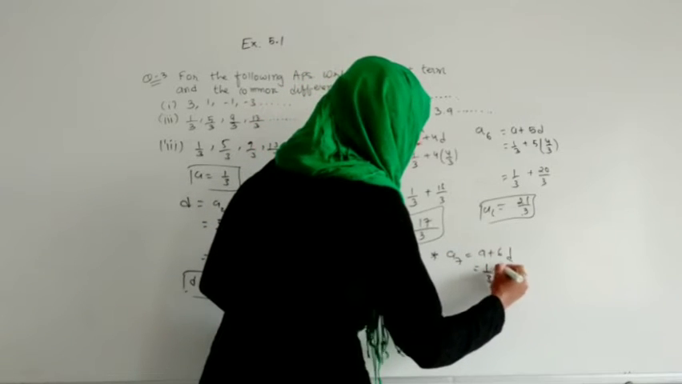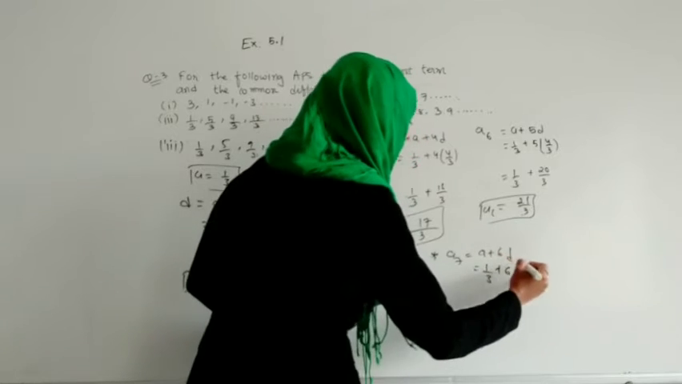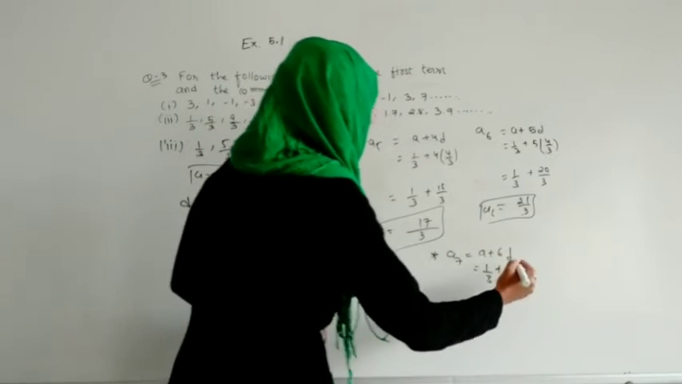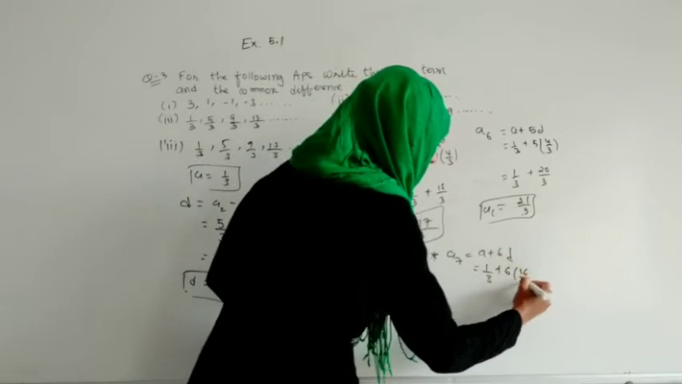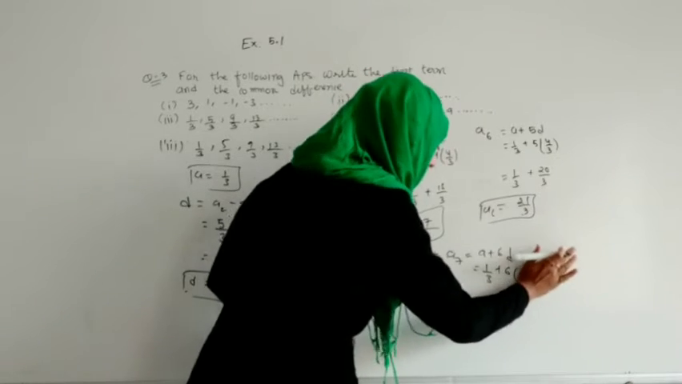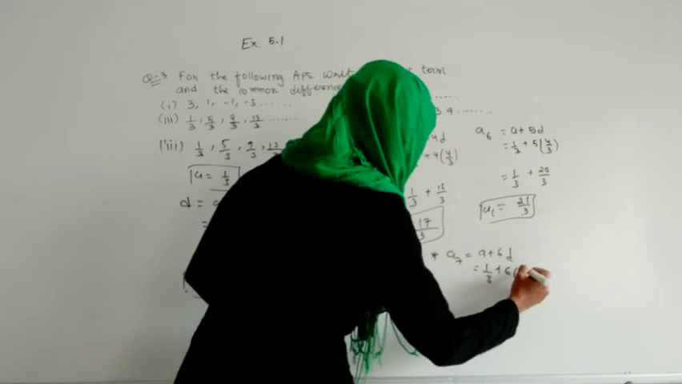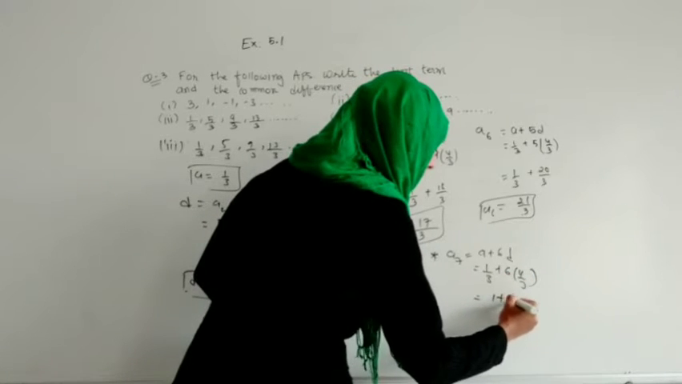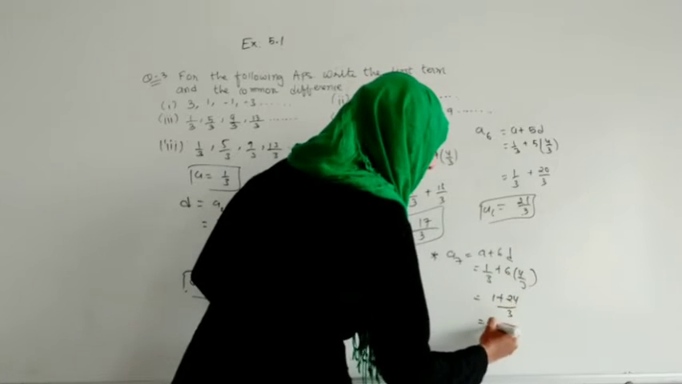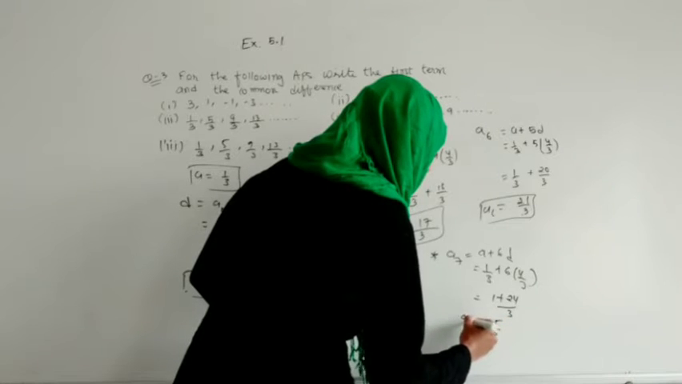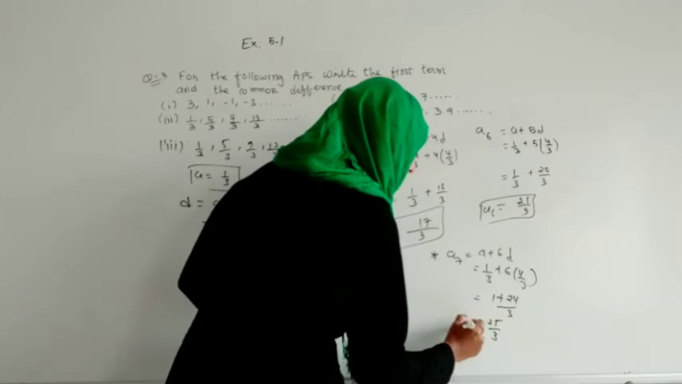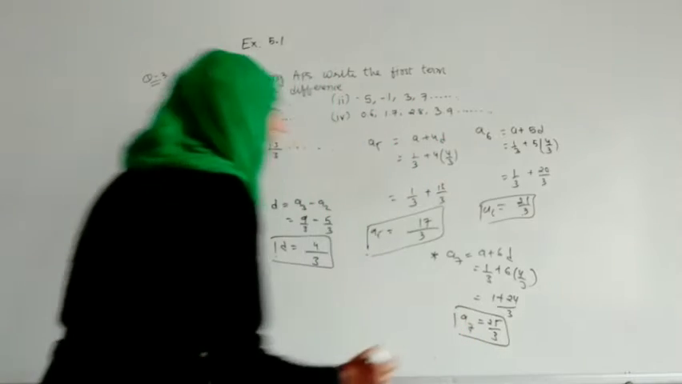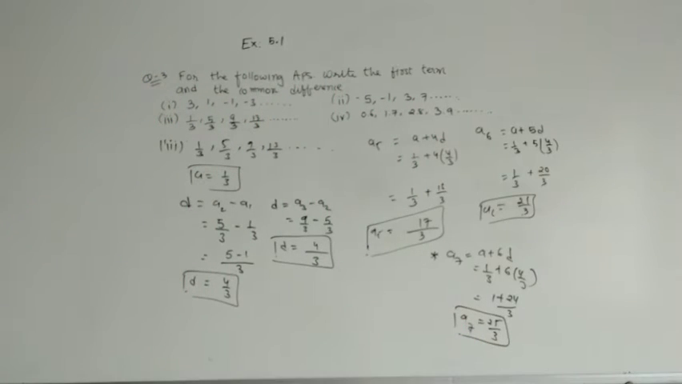So here you are writing 1 upon 3, and D you can write as 4 by 3. Sorry, D is 4 by 3. So we are writing it. So it will become 6 4s are 24 by 3. So it will make 25 by 3. And that is the value of A7. So this is how we can find 3 more terms too.